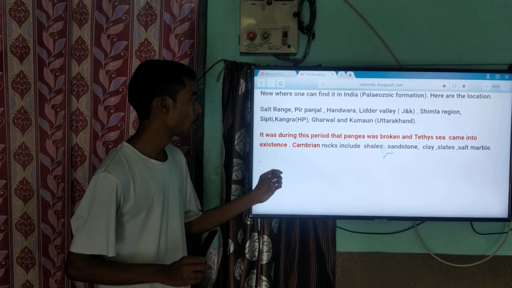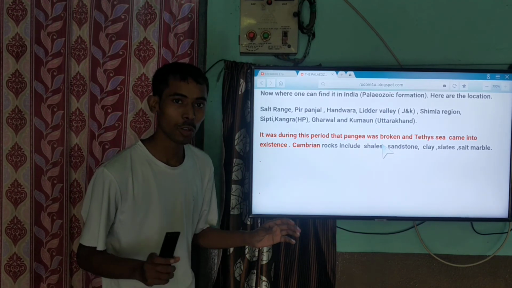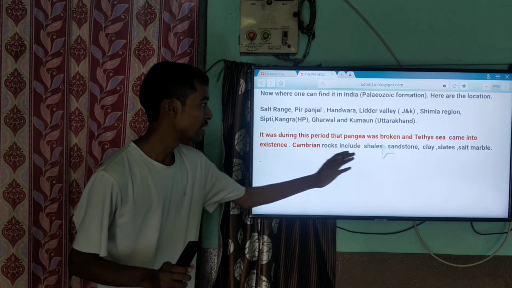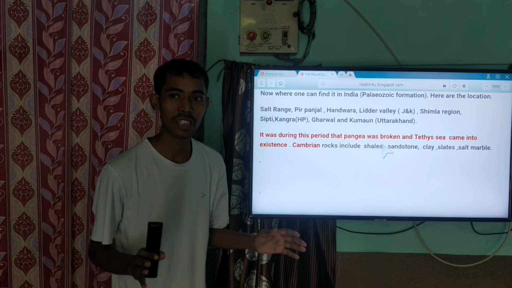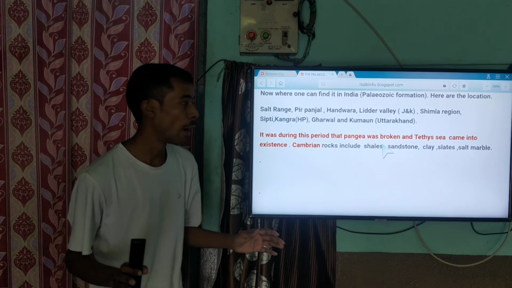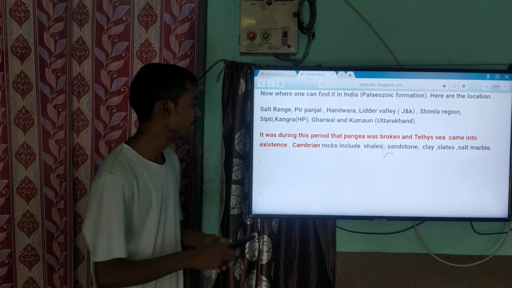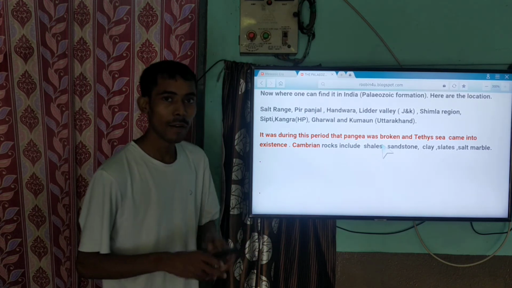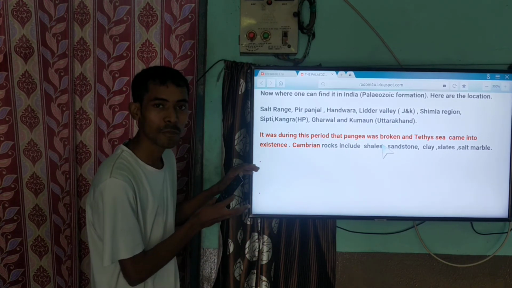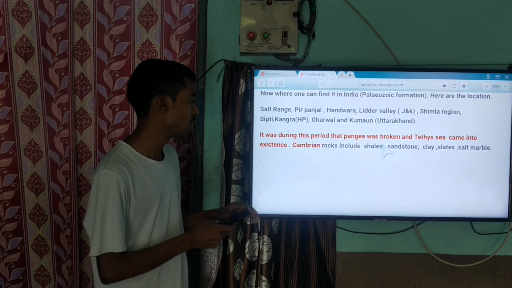Now, what are the rocks you are going to find here? You will get sandstone, clay, slate, and marble. These are the rocks you are going to find here. See here, Cambrian rock, because most of these rocks formed at that very period, Cambrian, which I have mentioned earlier.